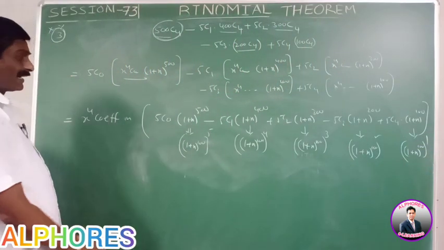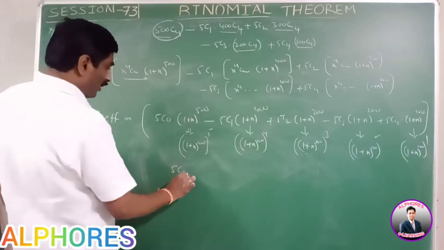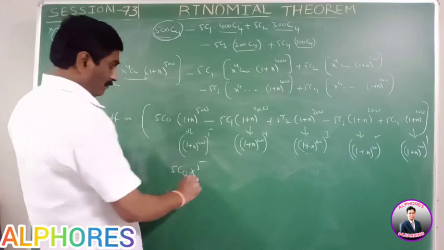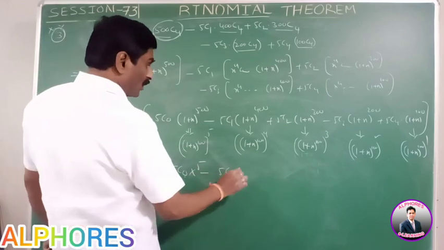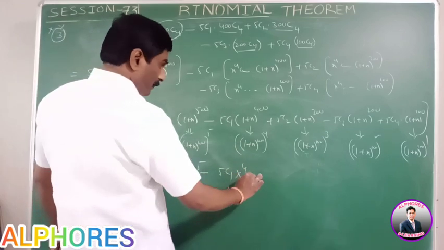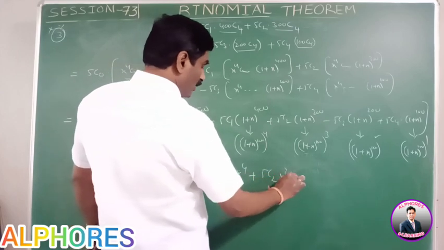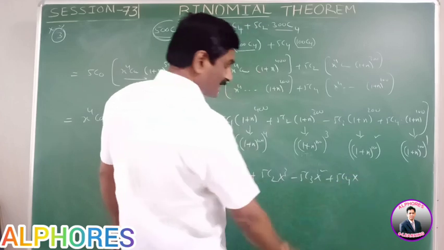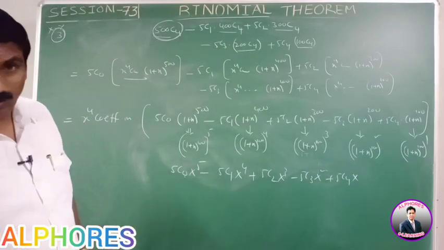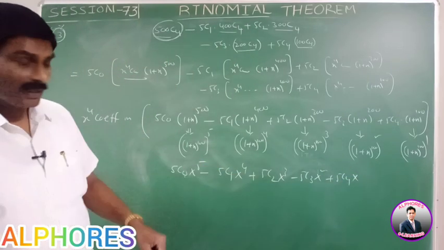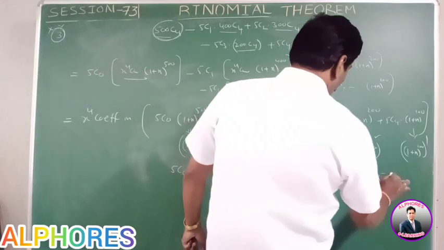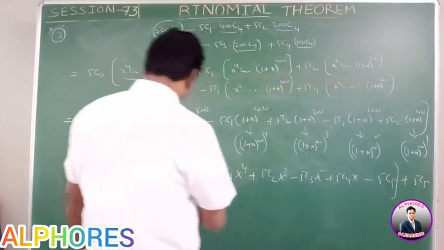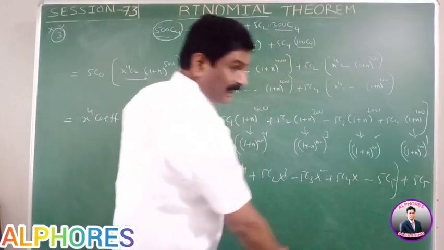Please observe this value. It is in the form of 5C0 into X power 5, where X means 1 plus x, minus 5C1 into X power 4, plus 5C2 into X cube, minus 5C3 into X square, plus 5C4 into X. Here one term is missing. What is the term? 5C5. By subtracting 5C5 into X power 0 plus 5C5, any change in this value? 5C5 means 1.